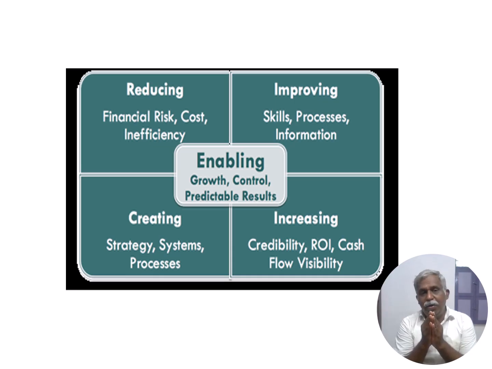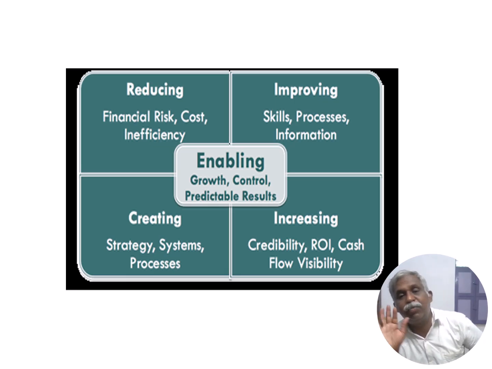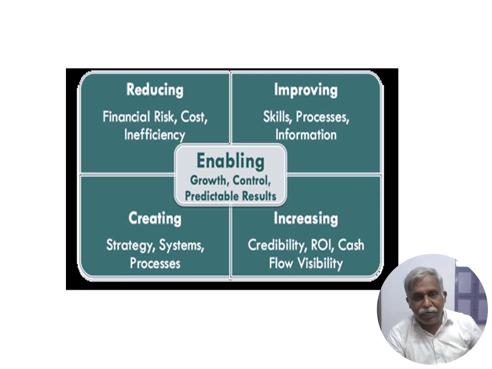Growth, control, predictable result. Many times we discussed during our startup journey that each and every step is specific. After specific, it should be measurable as well as achievable. Here we have four important points in growth management: reducing, improving, increasing, creating. Everything is based on planning through to feedback from the customer. Starting from planning, ending with feedback from the customer.